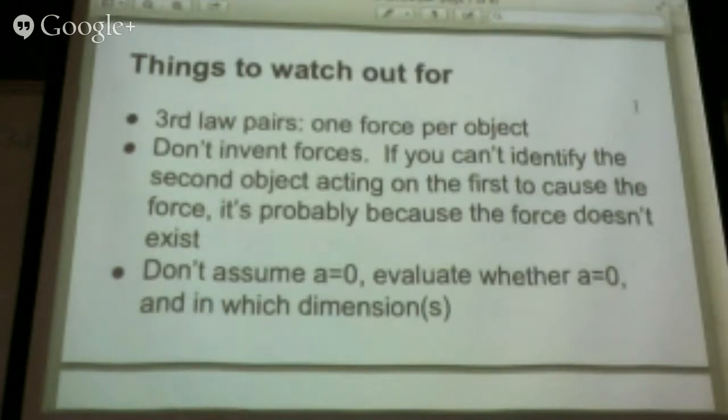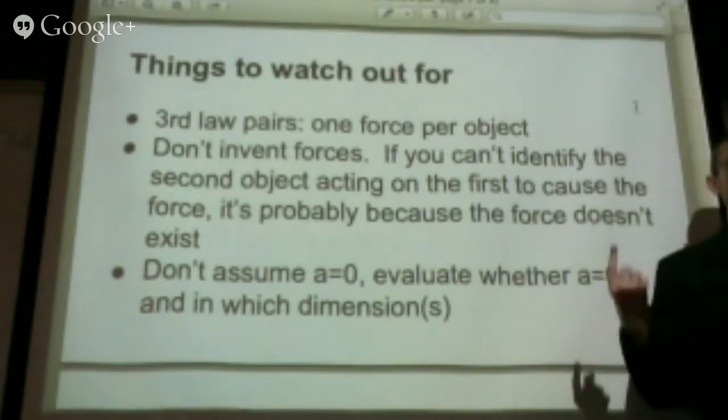We have a lot of problems where acceleration ends up being 0, but don't start with that assumption. In fact, we're never going to assume that acceleration is 0. We evaluate the situation and determine whether it makes sense to say acceleration is 0. If the object is sliding along the ground, it may or may not be accelerating in the x direction horizontally.